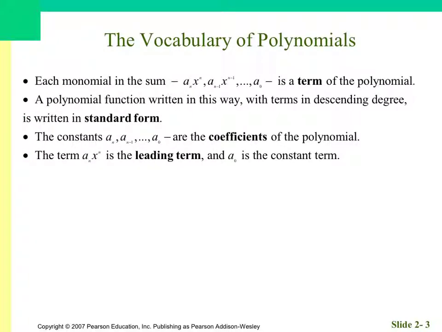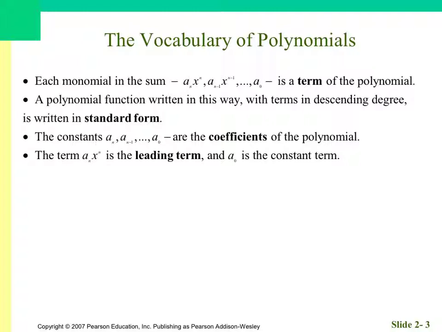The vocabulary. Each monomial in the sum is a term of the polynomial. A polynomial function written in this way, with terms in descending degree, is written in standard form. The constants are the coefficients, the first term is the leading term, and a sub naught is the constant term. So let's take a look.